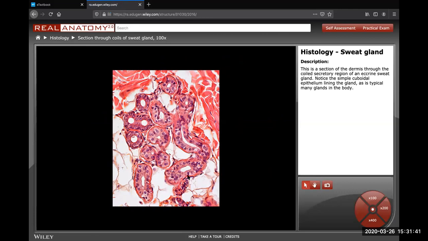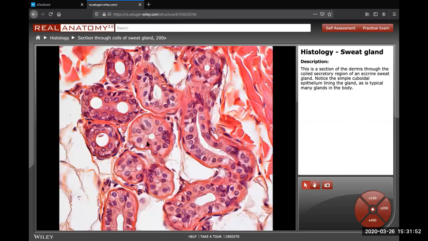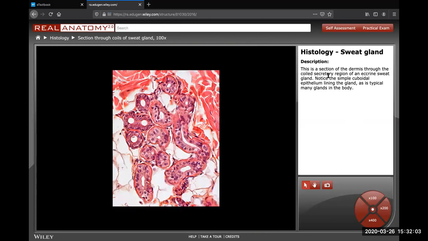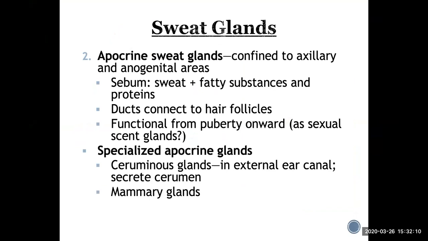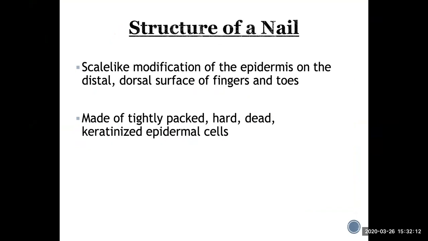So again, this is functioning in thermal regulation. This is just producing sweat only. And again, we've got simple cuboidal epithelium, right? Forming the walls of the duct of this gland, right? So that's pretty nifty. Very cool. Yep, looks a lot like this, right? Okay. All right, eccrine sweat glands and apocrine sweat glands.